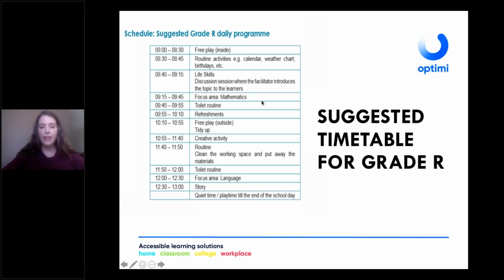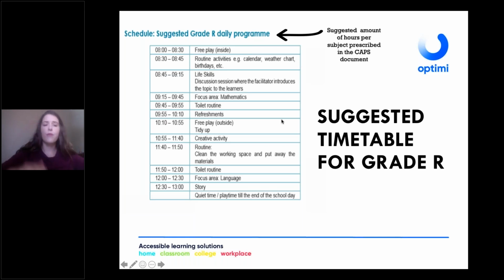In the homeschooling space, you have the flexibility to organize your day according to your specific needs and routine. What makes this guideline quite nice is that you know that you cover all of the areas needed for holistic development. This guideline you can also find in the CAPS document, and the CAPS document outlined a suggested amount of hours for each subject area. It would be nice if you take this guideline and adjust it, move it around, specifically looking at the time allocations given for specific areas in this day program. This will also help you to ensure that you spend enough time on each subject area.